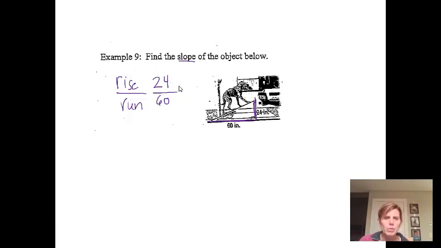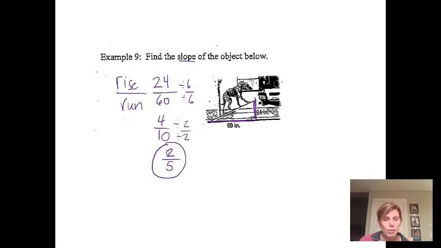I am going to reduce this, I think. I noticed that 6 will go into both of them. So I'm going to divide both the top and the bottom by 6. 24 divided by 6 is 4. 60 divided by 6 is 10. And now I still notice that 2 will go into both of those. So if I divide both of those by 2, 4 divided by 2 is 2, and 10 divided by 2 is 5.